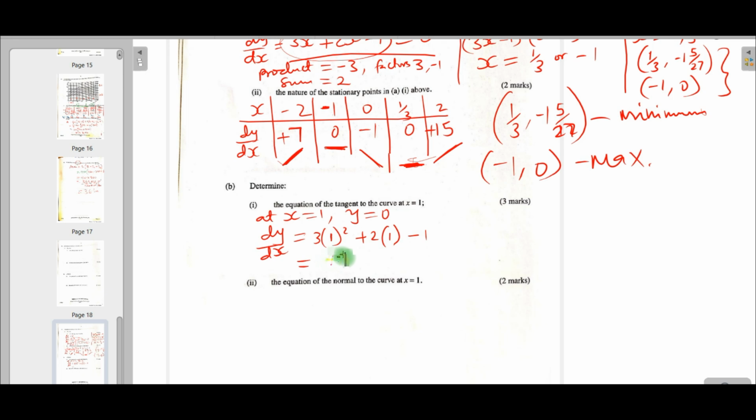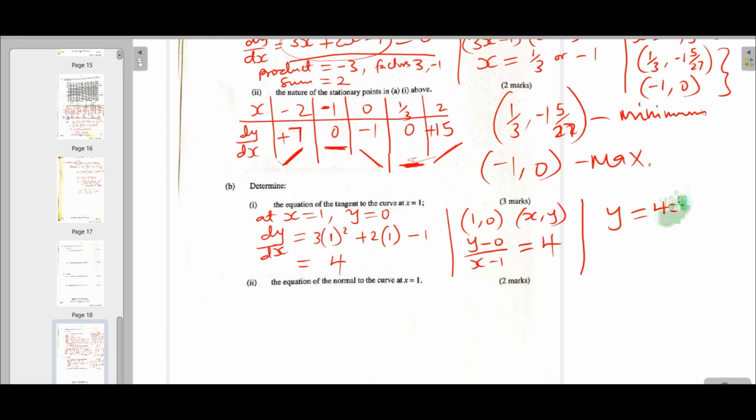So the gradient function at that particular point is 4, so we take the point 1, 0, and then an arbitrary point x, y, and the gradient is 4, so change in y, y minus 0, divided by x minus 1 is equal to the gradient of the tangent, which is 4, and therefore we get y will be equal to 4x minus 4. That is the equation of the tangent.